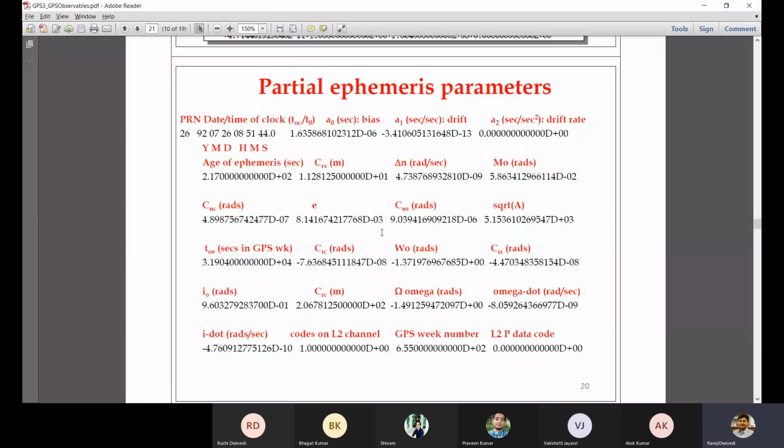Then TOE, which is GPS week, it is written. Then obviously the omega naught, CIS, all these parameters you will be using when you will be computing the satellite coordinate at a particular epoch, because you need the satellite coordinate at that epoch at which you also want to compute your position.